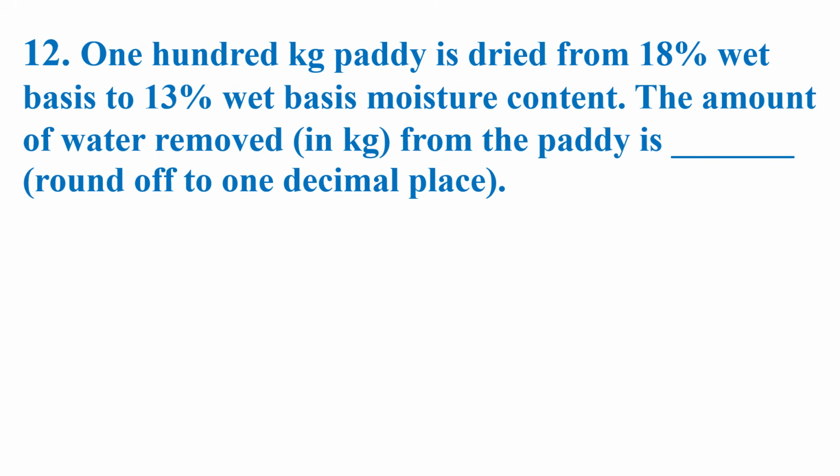100 kg paddy is dried from 18% wet basis to 13% wet basis moisture content. Now the amount of water which is removed in kg from the paddy is how much? So we'll write first the initial weight of the paddy, that is 100 kg. And the initial moisture content is 18% wet basis. Correct. Now final moisture content is also given, that is 13% wet basis.